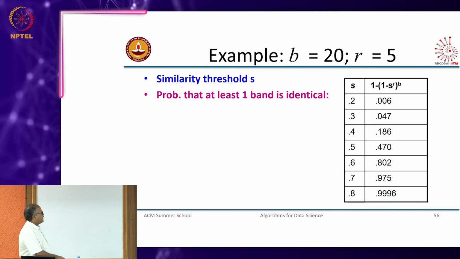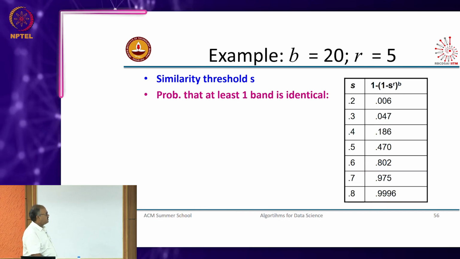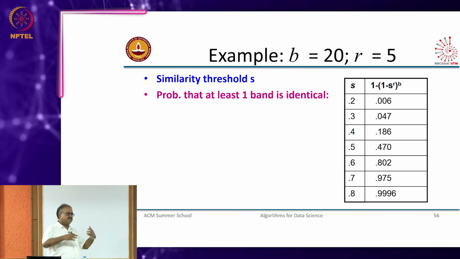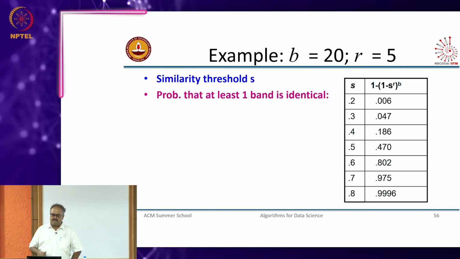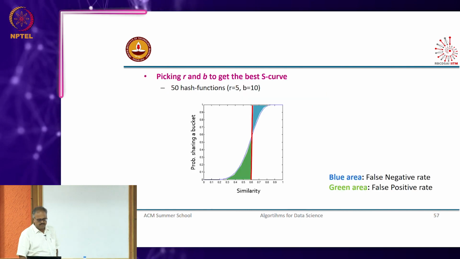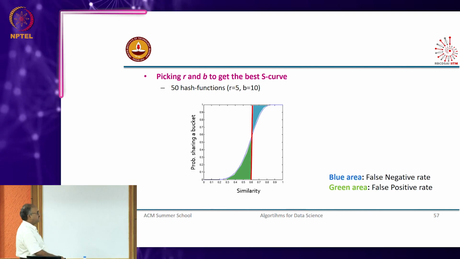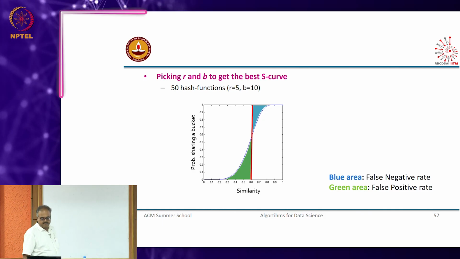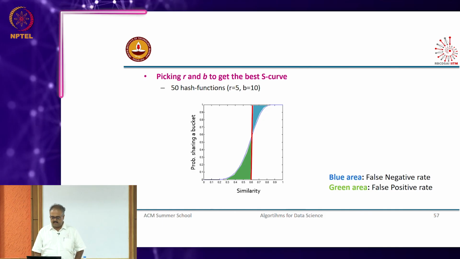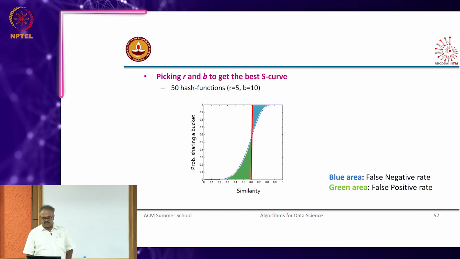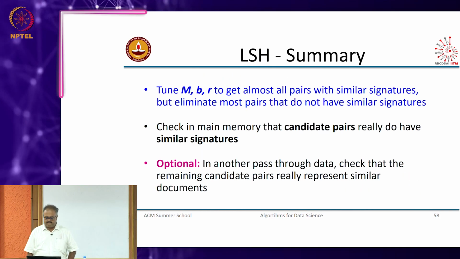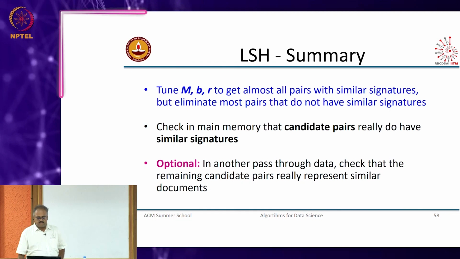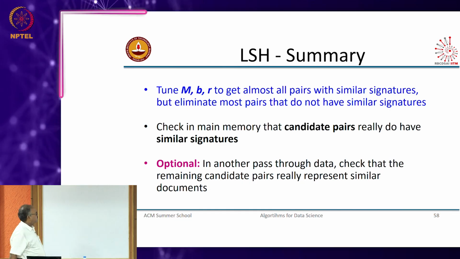Somewhere in the middle the transition happens, somewhere between 0.5 and 0.6. So that's a pretty broad band, between 0.5 and 0.7 ish, where the probability is somewhat middling, but after that it just bumps up. The blue area is your false negative area, and the green area is your false positive area. Here the similarity threshold is around 0.6. So we can tune M, B and R to get almost all pairs with similar signatures and eliminate most pairs that do not have similar signatures.